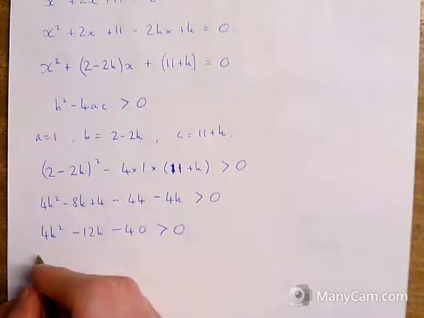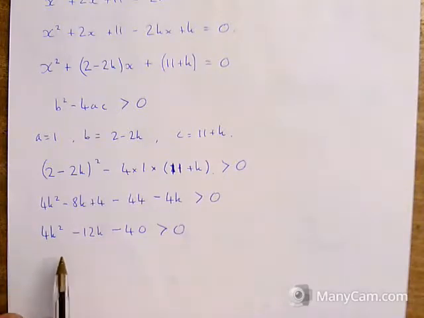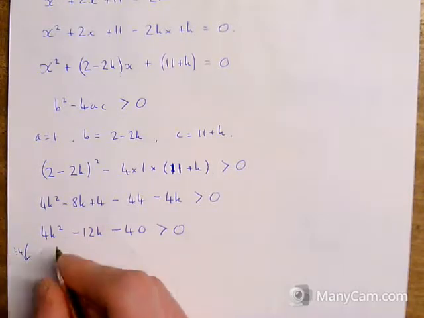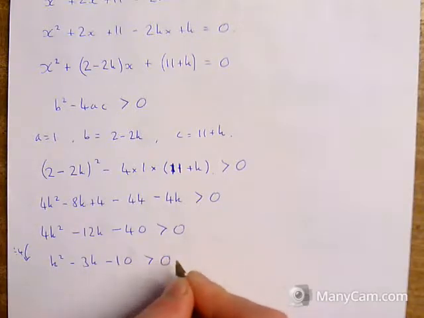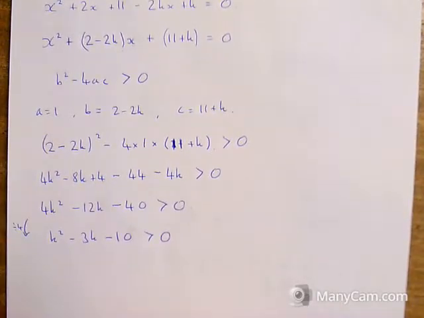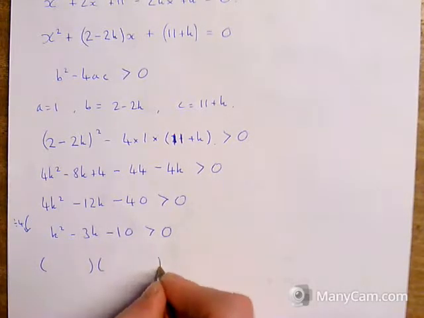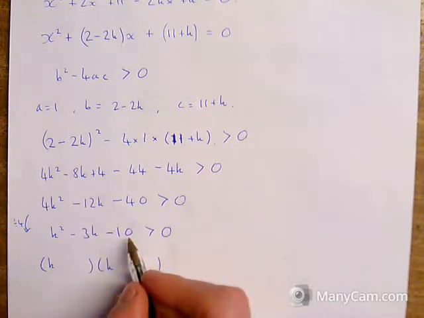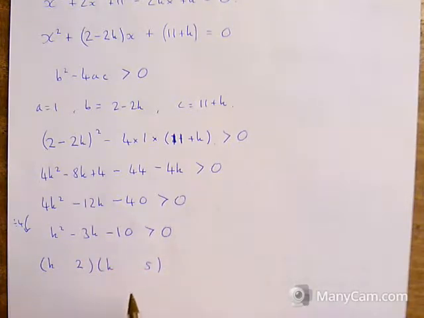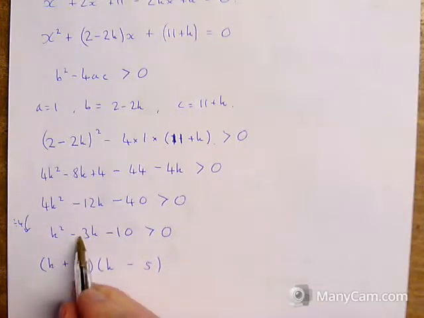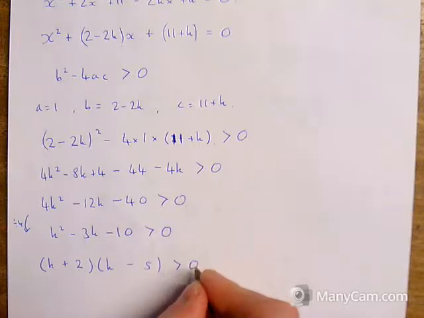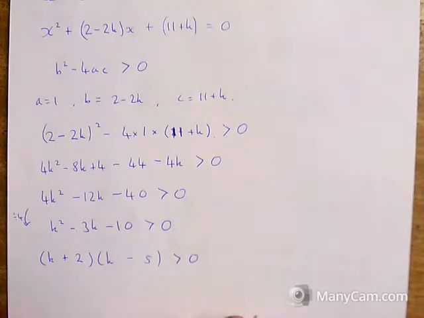Before I factorise, I've just noticed that everything there is a multiple of 4, so I'm going to divide through by 4. So I'd end up with k squared minus 3k minus 10 is greater than 0. That makes it a bit easier for me to factorise. So putting it into double brackets, I'm going to go with 5 and 2, and it's got to be one minus and one positive, so it's got to be minus 5 and plus 2 to make my minus 3 in the middle, and that's greater than 0.